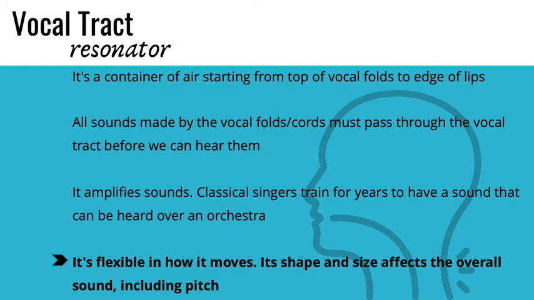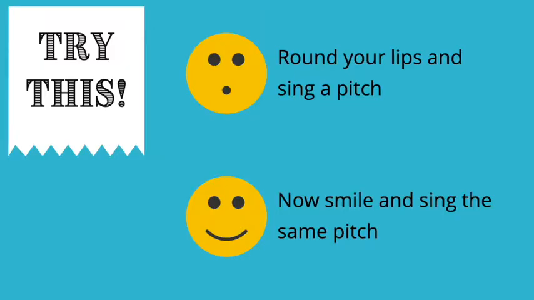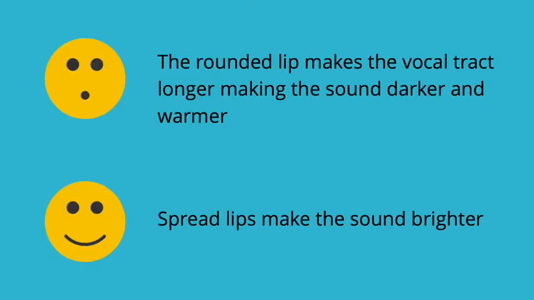It's flexible in how it moves. Its shape and size affects the overall sound, including pitch. Try this. Round your lips and sing a pitch. Ooh. Now smile and sing the same pitch. Ooh. See how different those sounds are? The rounded lip makes the vocal tract longer, making the sound darker and warmer. The spread lips make the sound brighter.